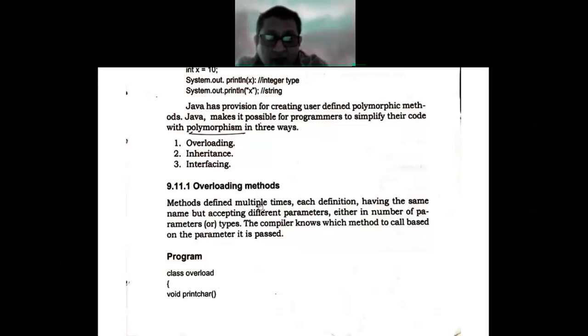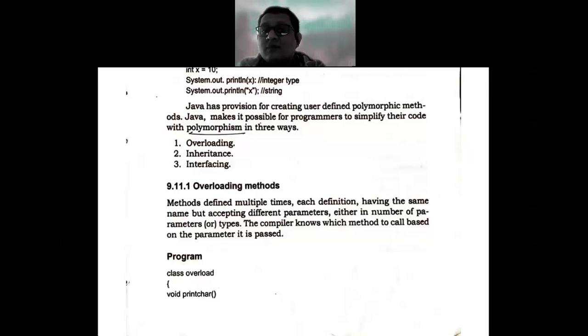So methods are defined multiple times, each definition having the same name but accepting different parameters. What we have to keep in mind is that we can keep the method name the same, but the parameter list must be different, either in number or parameter type. That means either the total number of parameters should be different in the two cases, or the number of parameters may be the same but the type of parameter differs.